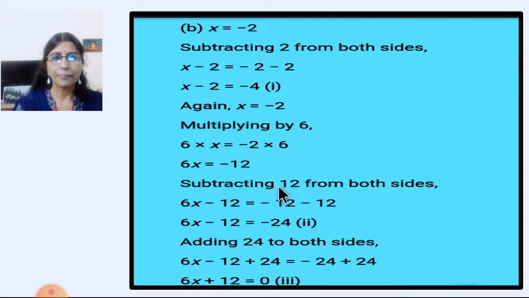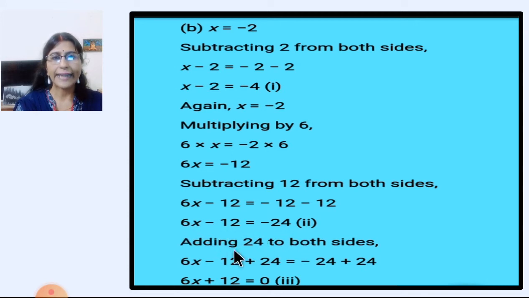Now subtracting 12 from both the sides. If you want, you can take a smaller number also. So here 12 is subtracted. See the new equation formed. 6x minus 12. On right side also will be subtracted by 12 only. So here subtracting 12, we'll get minus 24. Minus minus you will add. And here a new equation is again formed.